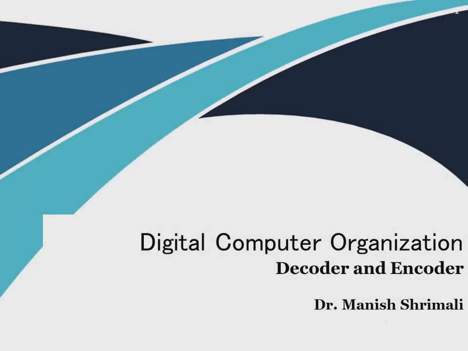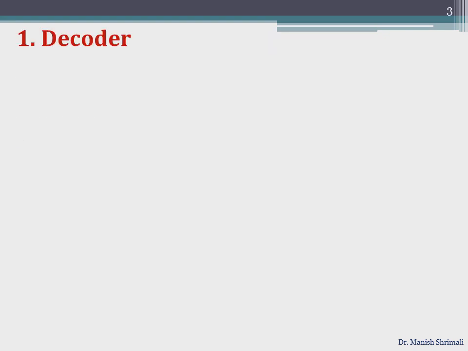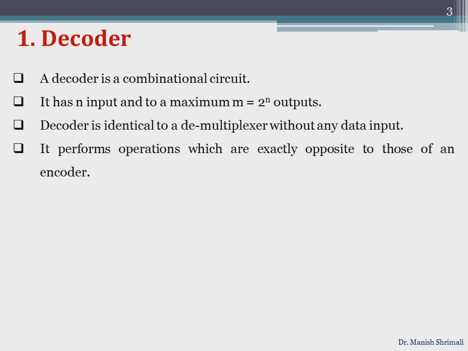Good morning. Today we are going to study a very important and interesting topic on decoders, encoders, and a special encoder, that is priority encoder. Well, to begin with, let us start with the decoder. Well, a decoder is a combinational circuit.